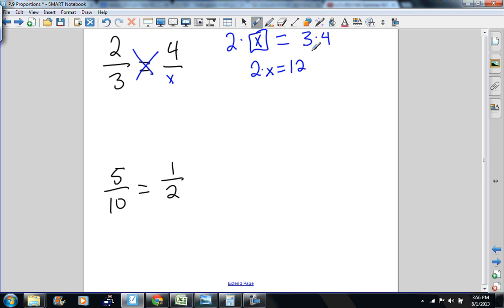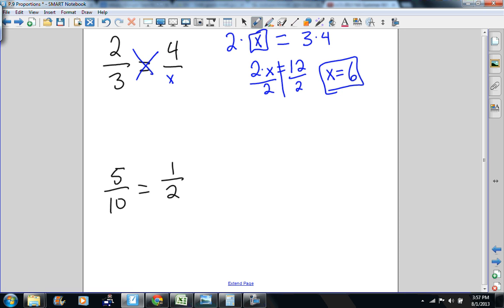And I'm hoping that this looks awfully familiar, because this is something that we did in this chapter. We draw a line down the middle, and we divide by 2, and X equals 6, which is what we saw earlier in the problem is the correct answer.